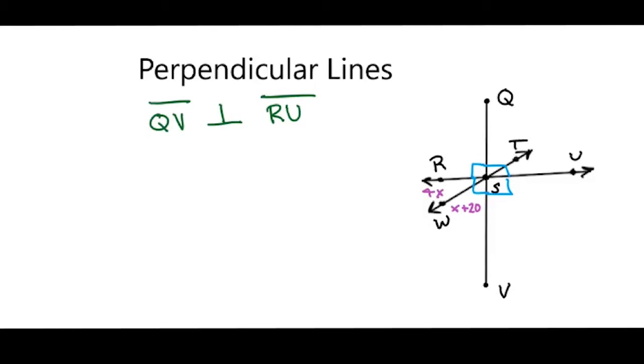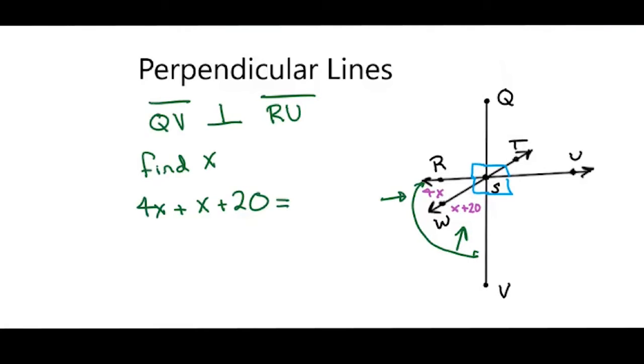So I need to find the measure of the angles here. I already know that all these angles are right angles, but I don't know the measure of all the angles. And I notice here that I have a 4x and an x plus 20. My first step in finding the measure of my angles will be to find the value of x. Since I know that this whole angle equals 90, I know that 4x plus x plus 20 equals 90 degrees.